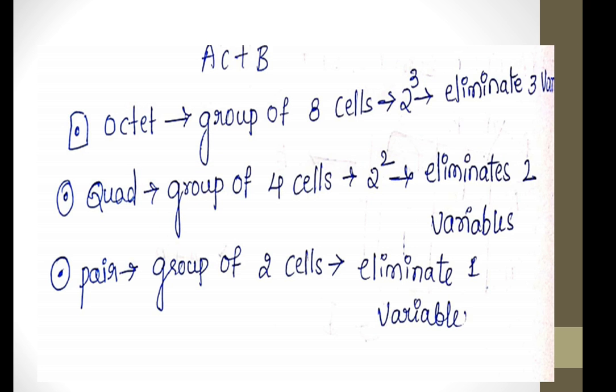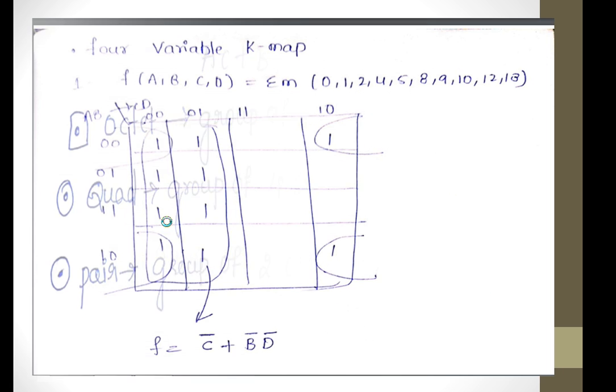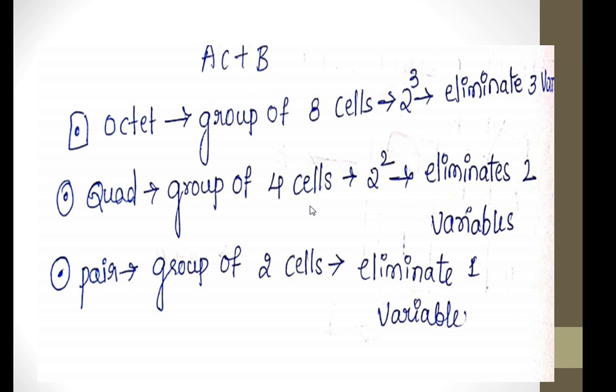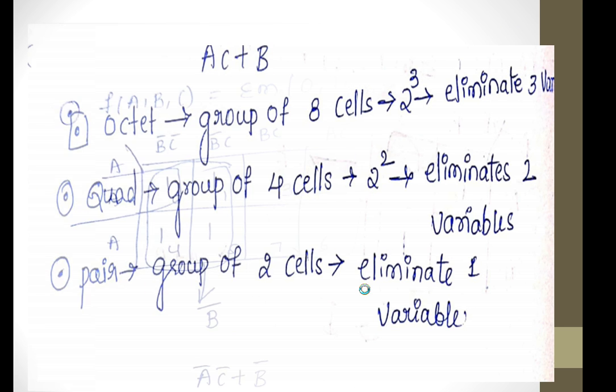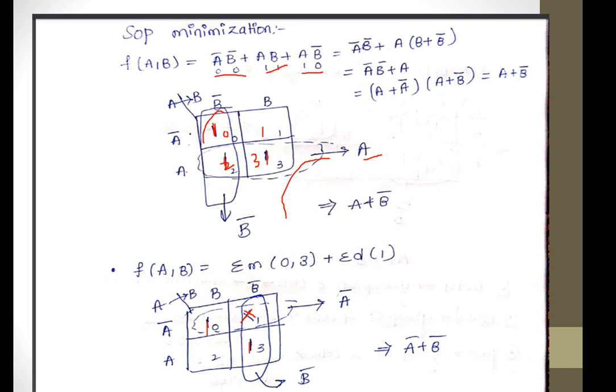For example, whenever you have an octet, a group of 8 cells, it eliminates 3 variables. Whenever you have a quad, a group of 4 cells, that is 2 power 2, it eliminates 2 variables. Whenever you have a pair, a group of 2 cells, it eliminates 1 variable. So we are solving this problem. Here this is a pair. In this pair we are eliminating 1 variable and we are getting only 1 variable, that is B bar. This is also one pair. Whenever a pair is formed, it eliminates 1 variable.